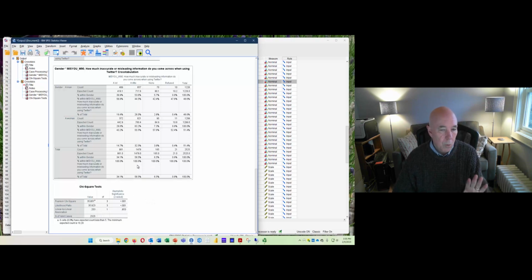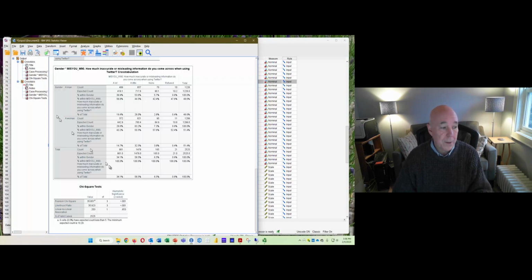And so what we're saying here is that there is a difference between how men and women are responding to this question. That's the essence of that. The null would be that the distribution of men answering this question is the same as the distribution of the women answering this question. The alternative is that they're not. And what you found out was the alternative.